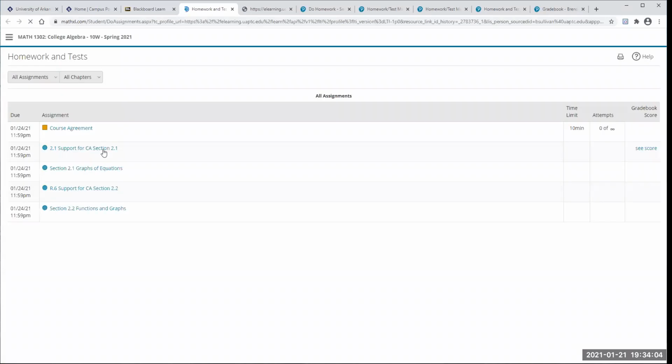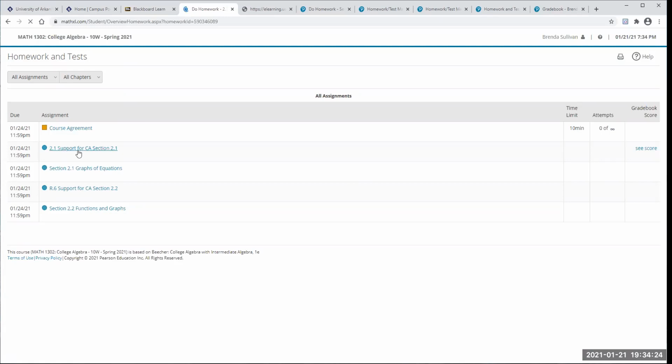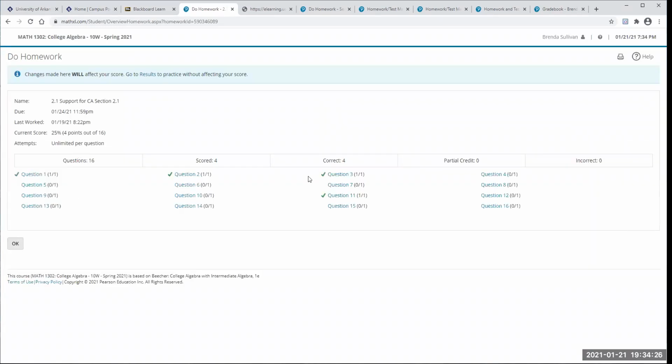Okay. That's what I thought I saw because I did the course agreement earlier. I was just making sure that those were the correct assignments. And if you don't have this course agreement by sometime next week, they'll remove you from the class. So be sure you do that. And you click on the assignment and it will bring up the problems. And you can see, I did a few of them in here, which is why my score is low.